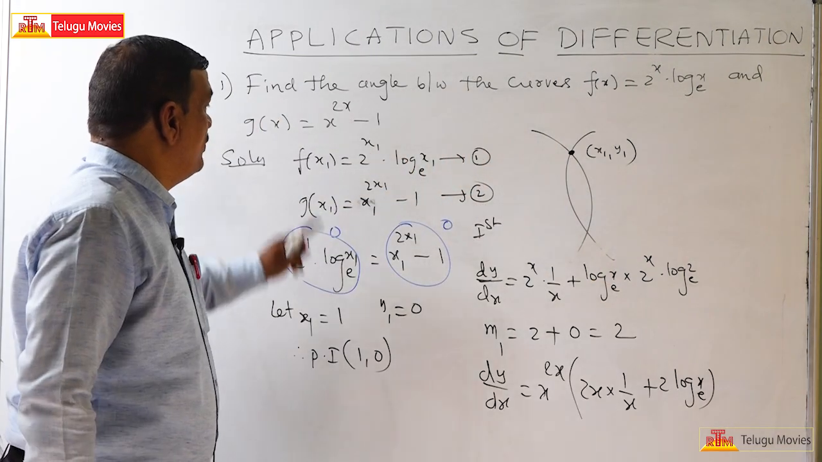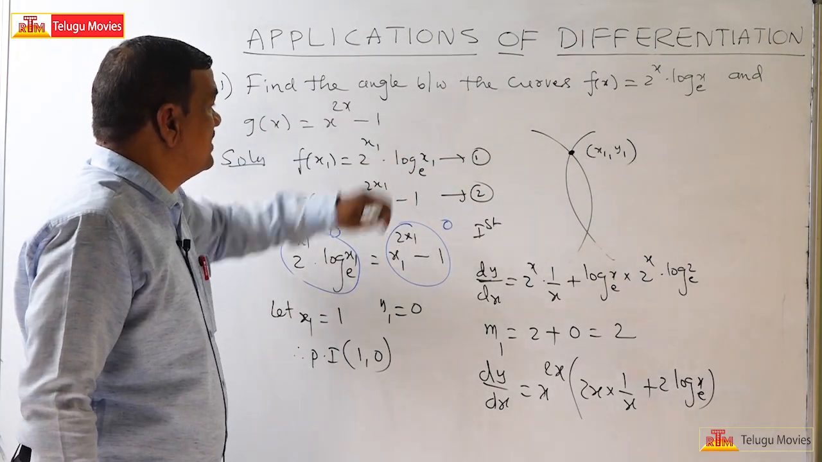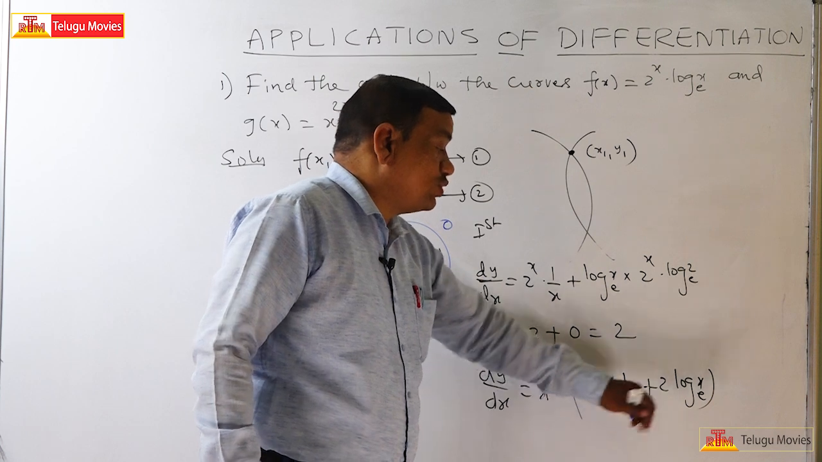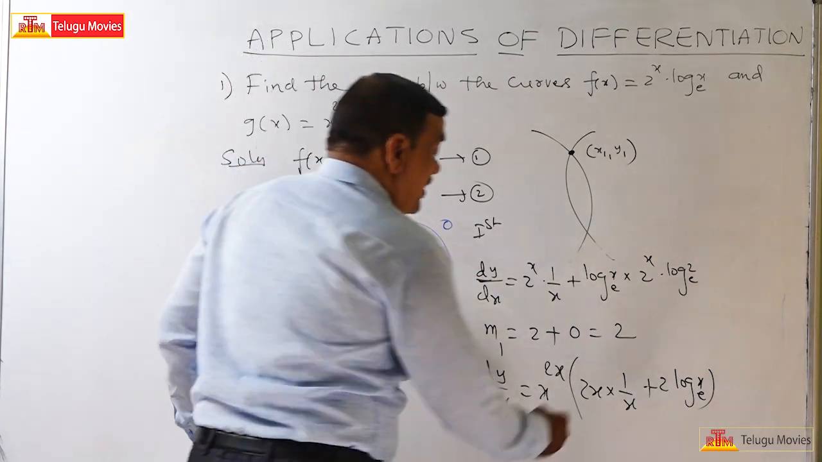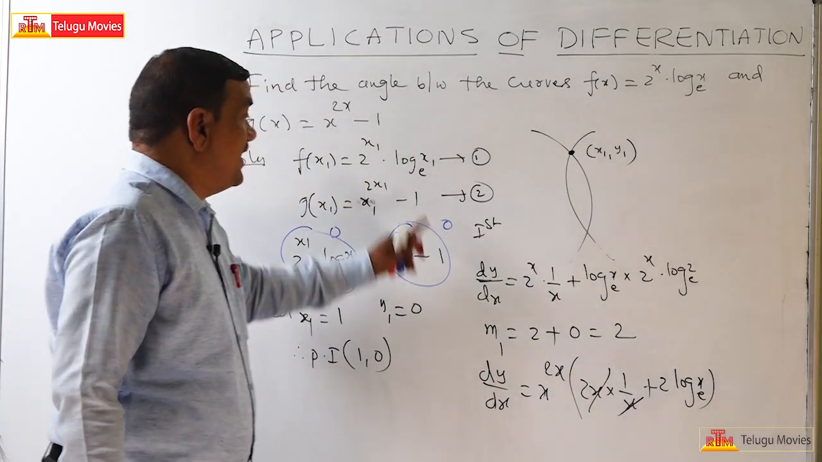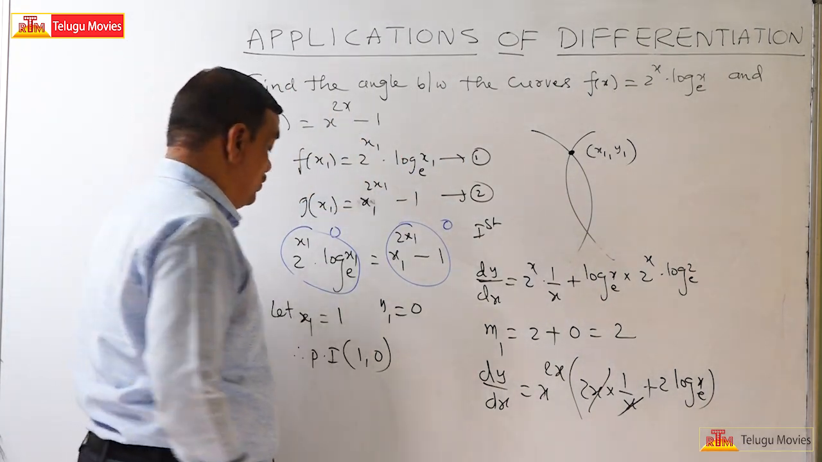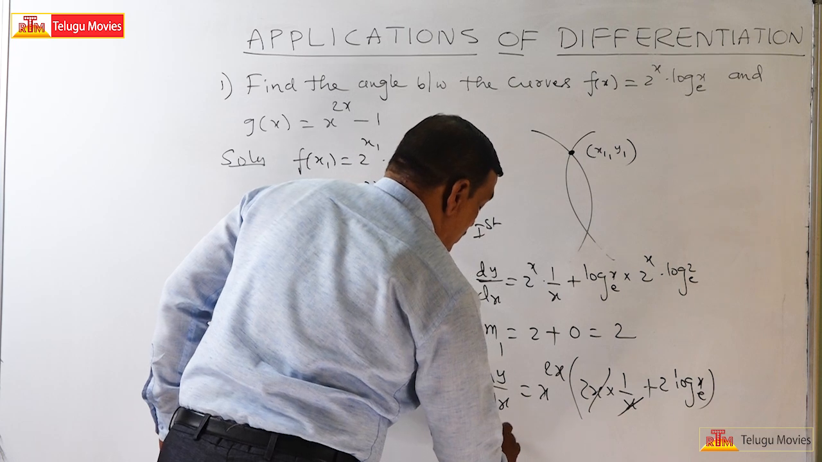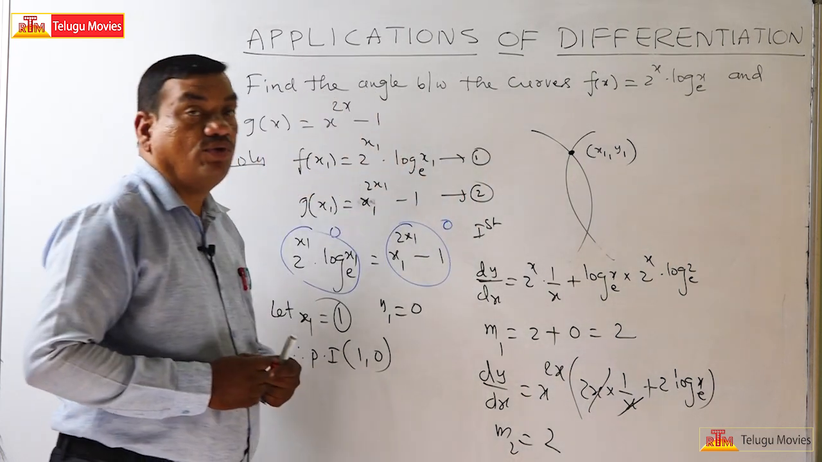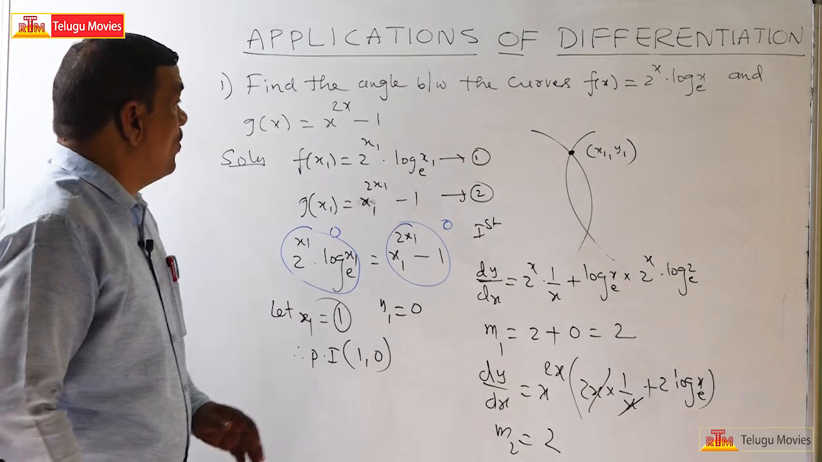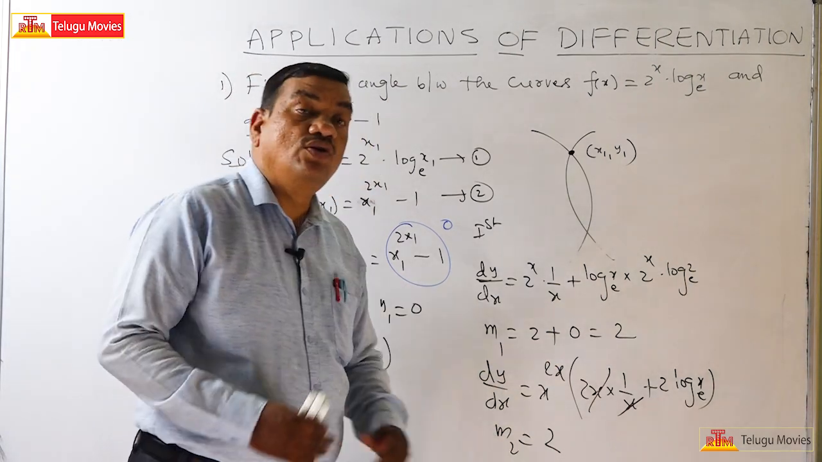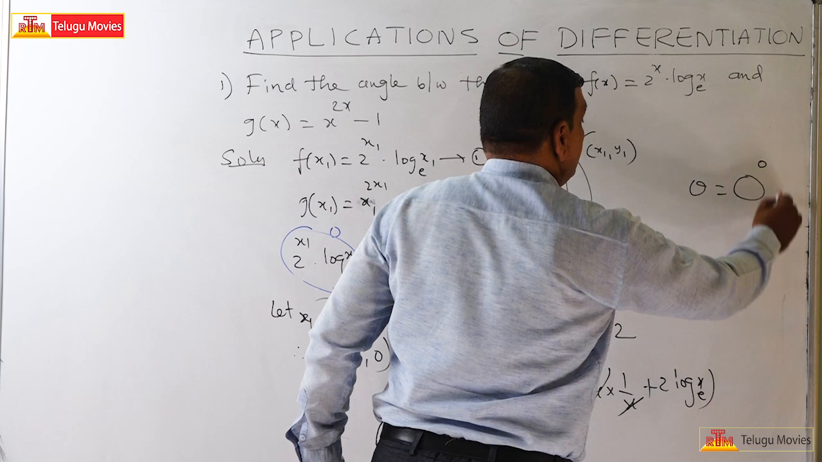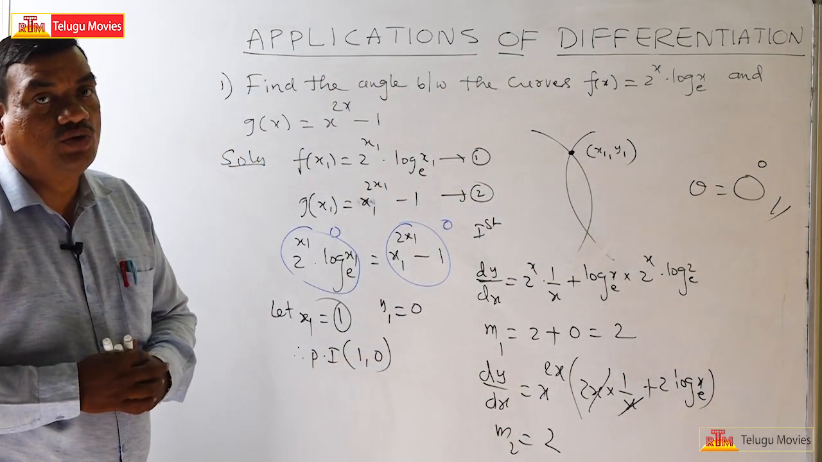So m1 you are getting 2. Let us find the derivative of g of x is equal to x to the power of 2x minus 1. The derivative is x to the power of 2x into 2x into 1 by x plus 2 times log x to the base e. So, here x can get cancelled. At x is equal to 1, if you substitute 1 to the power of 1, here 2, this 0, this m2 value also you are getting 2. Therefore, we are getting m1 value 2, m2 value 2, both are same. Therefore, in this situation, the angle between the curves is equal to 0 degrees.